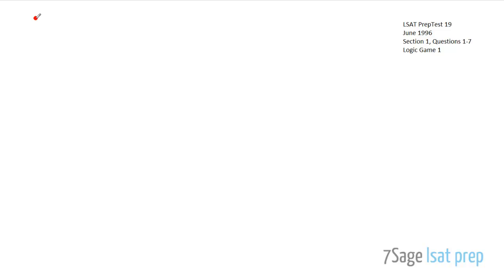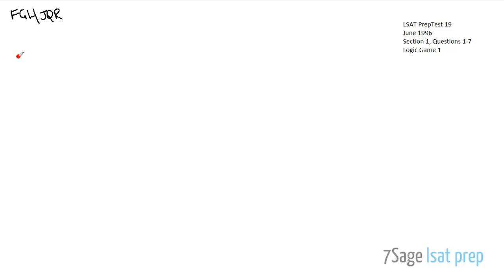This is LSAT PrepTest 19, Section 1, questions 1 through 7, the first logic game of this test. Okay, so what do we have? We have that during a period of 6 consecutive days, day 1 through 6, each of exactly 6 factories, F, G, H, J, Q, and R, will be inspected. During this period, each of the factories will be inspected exactly once, one factory per day.